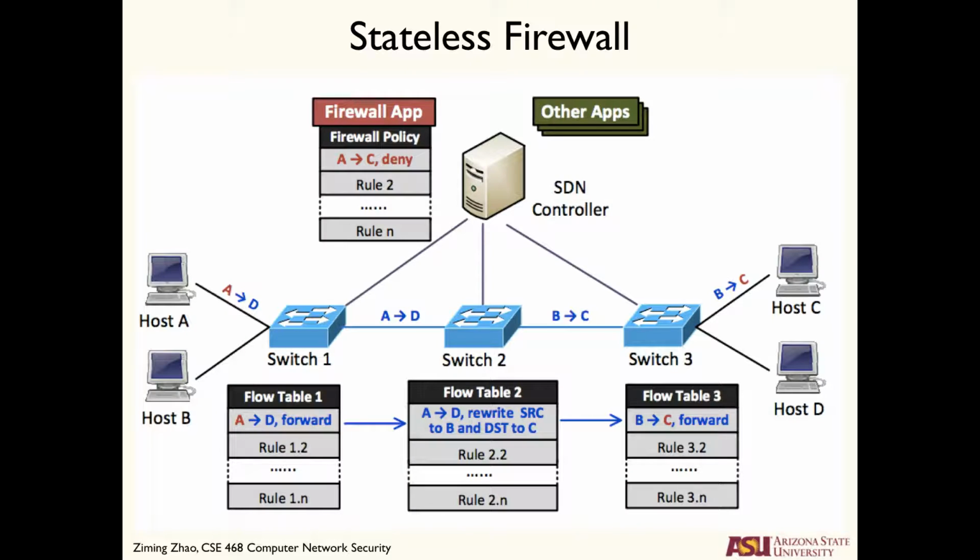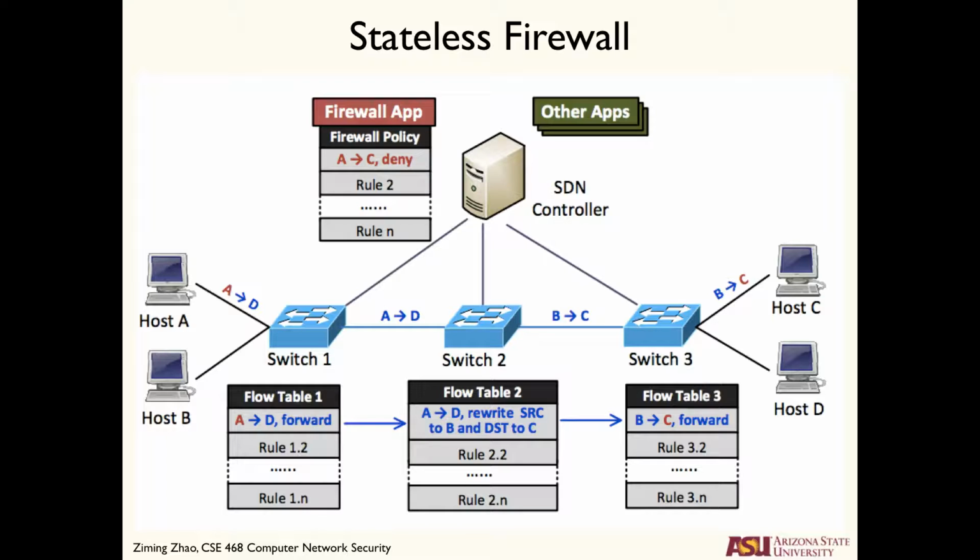We have a simple network with 3 switches, an SDN controller, and 4 hosts. Assume that we have a firewall, a host-based firewall on host C. That firewall says any traffic from host A to host C should be dropped. But suppose a malicious attacker installs some malicious apps on the controller which instruct all 3 switches to install flow rules like this. For example, the first switch says any packet from host A to host D will be forwarded, and the second switch says any packet from host A to host D, we will change its source IP to B and destination IP to C. Applications have the privilege to do something like this. Then the third switch says any packet from B to C will be forwarded.